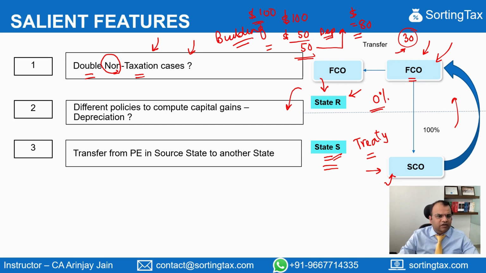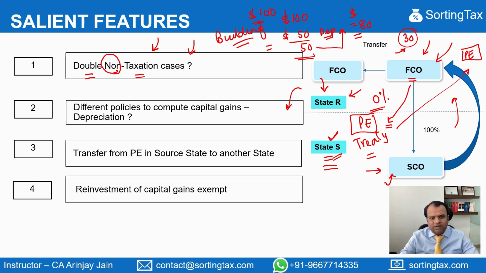Transfer from PE in the source state to another state. Now, for example, let's say this foreign company had a permanent establishment in the source state, and this PE has some capital asset. What if this PE transfers this capital asset to another PE of this company in another state? Generally, even this is something which is considered as a transfer, which is liable to capital gains tax.